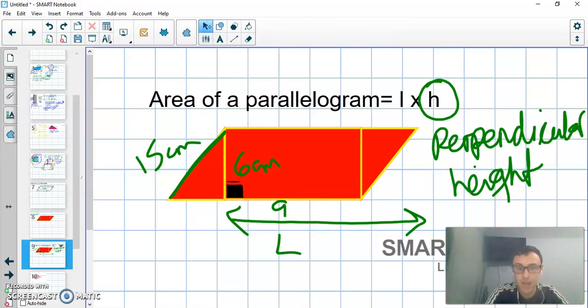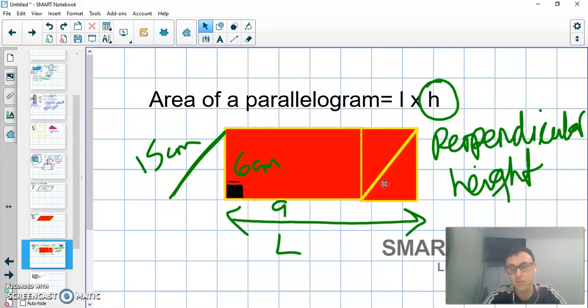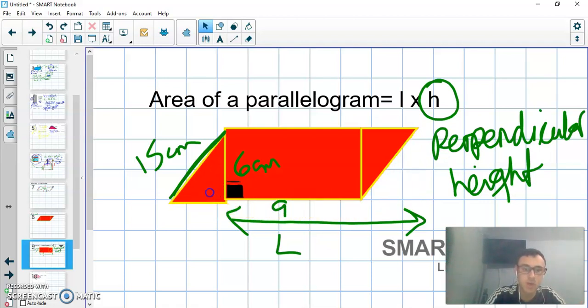So I'm going to do my length, which is 9, times by my perpendicular height, which in this case is 6, because if I move this, they are perpendicular. I do 9 times by 6. Okay, I don't need to half it, it's not a triangle, it's a parallelogram, which is similar to a rectangle. So I do 9 times by 6, which will then give me my 54 centimetres squared in this case to give me my area of the parallelogram.